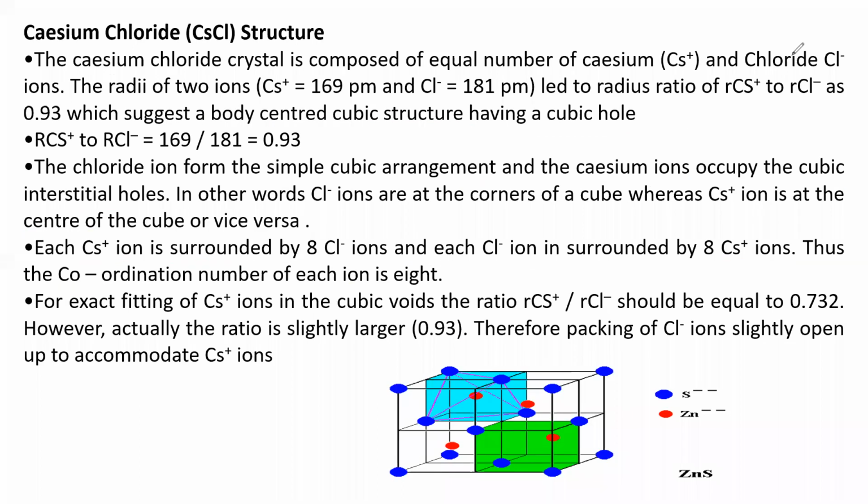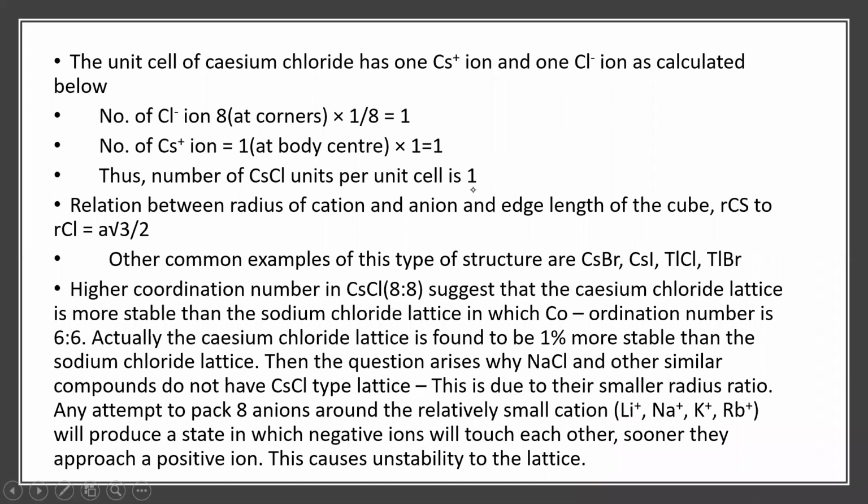So, this is about cesium chloride structure. It undergoes a BCC lattice. The unit cell of cesium chloride has one cesium ion and one chlorine ion, as calculated below. The number of cesium chloride units per unit cell is 1. The relation between cation and anion and the edge length of the cube is r = root 3 by 2a, since it is undergoing a BCC lattice.